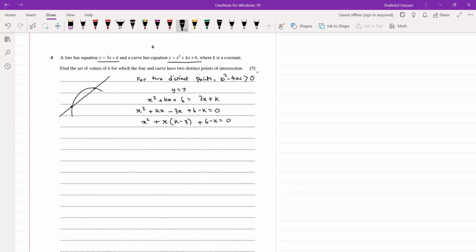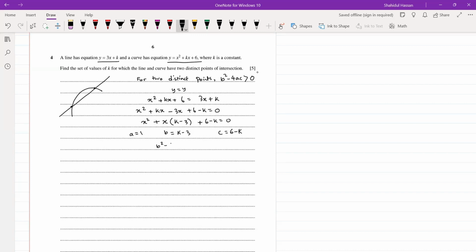From here, what is the value of a, Joseph? a should be equal to 1. What is the value of b? k minus 3. And what is the value of c? 6 minus k. So we have a, b, c values.